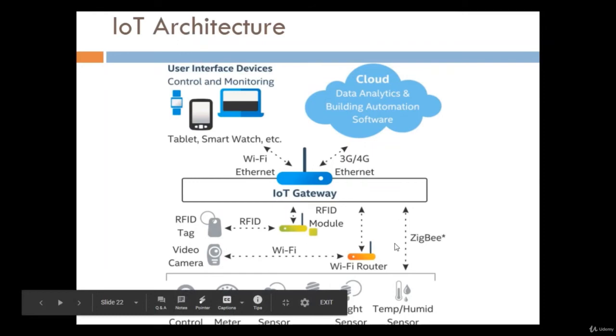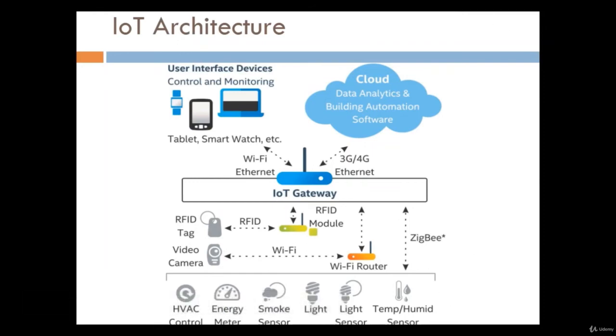So as explained in the previous slide, we have a few sensors, as you can see at the bottom portion of this slide. We have the energy meter, the smoke sensor, light, temperature, humidity control, and we have HVAC control. All these sensors form the nodes, and they communicate to the IoT gateway using different protocols. If you can see here, these are the communication protocols: Wi-Fi, Zigbee, RFID, and we can see the video camera and the RFID tag, which are communicating with the respective modules. All this data that is coming from the nodes is being transferred to the IoT gateway.